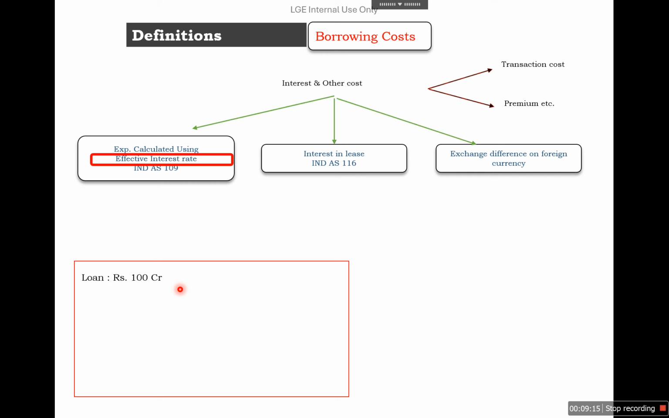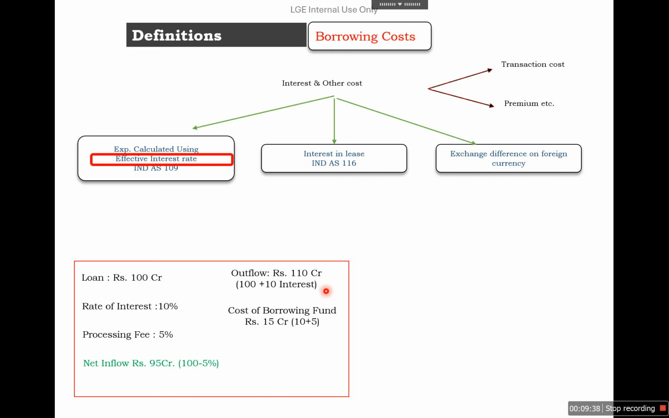For example, we have taken a loan of 100 crores, the rate of interest is 10% and the processing fee is 5%. So the net cash flow that we received is 95. 100 is the loan and 5% is the processing fee, so the net debt amount we will receive is 95 crores. In this case, the outflow will be 100 crores of loan and 10% of interest. So the cost of borrowing will be 15 crore, 10 crore as interest and 5 crore as processing fee. So the effective interest rate will be 15 crore that we have paid over 95 crore that we have received. So 15 divided by 95 is 15.79%, which will be the effective interest rate as per Ind AS 109.